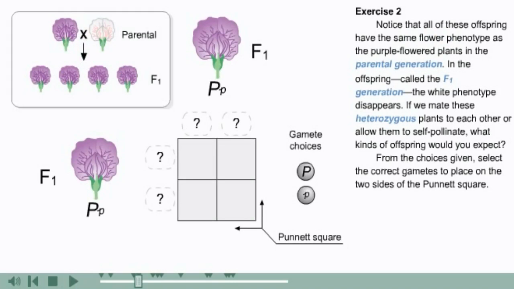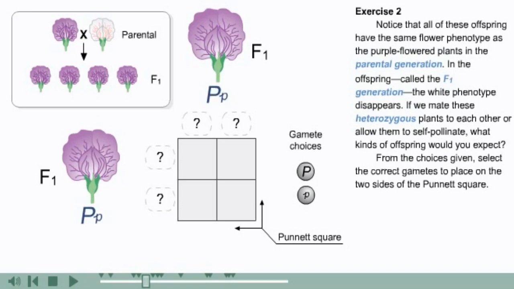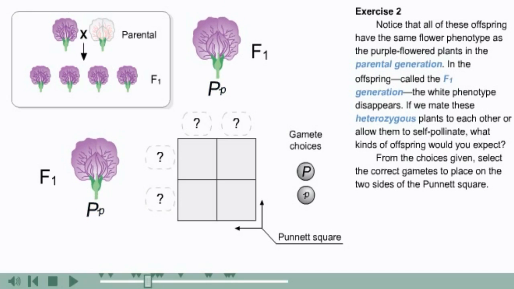Notice that all of these offspring have the same flower phenotype as the purple-flowered plants in the parental generation. In the offspring, called the F1 generation, the white phenotype disappears. If we mate these heterozygous plants to each other or allow them to self-pollinate, what kinds of offspring would you expect? From the choices given, select the correct gametes to place on the two sides of the Punnett square.